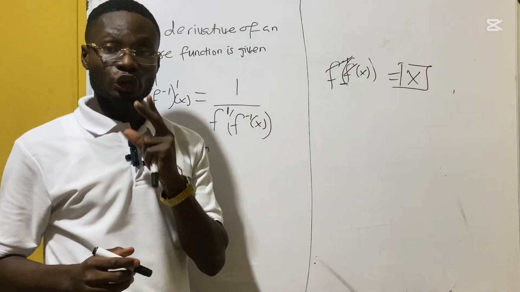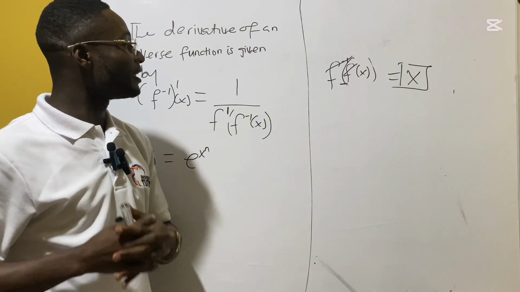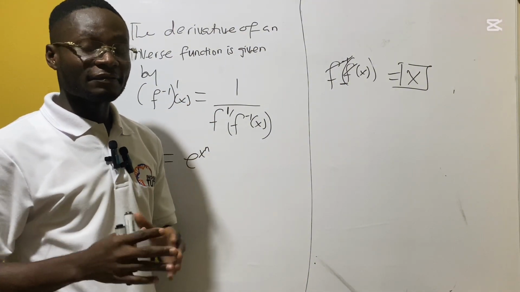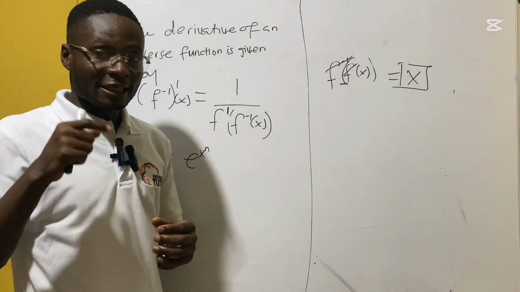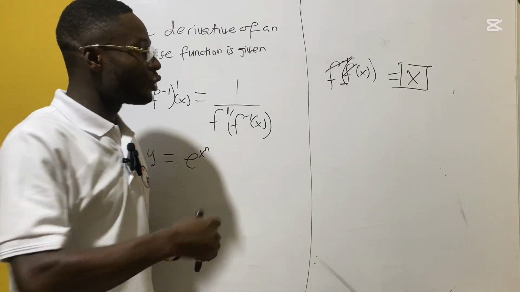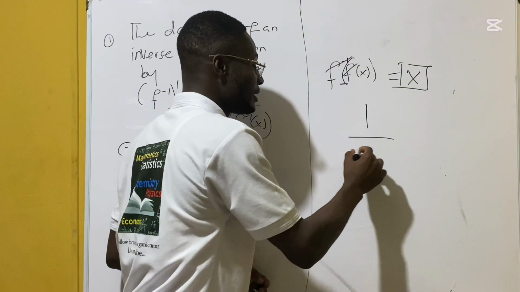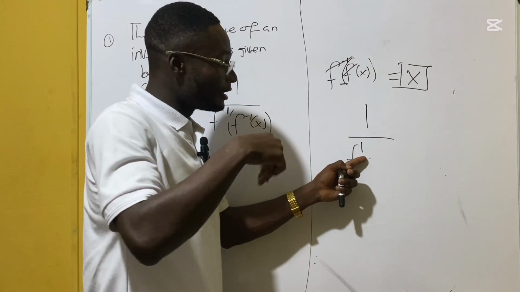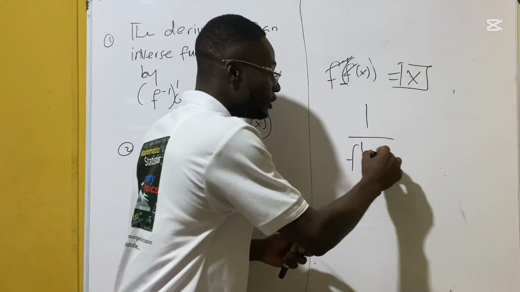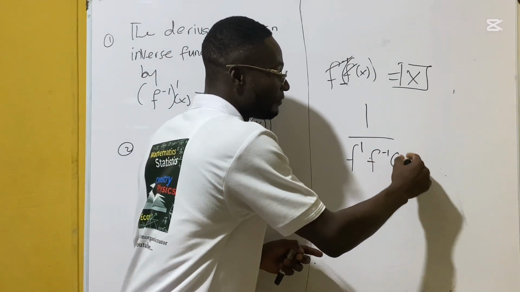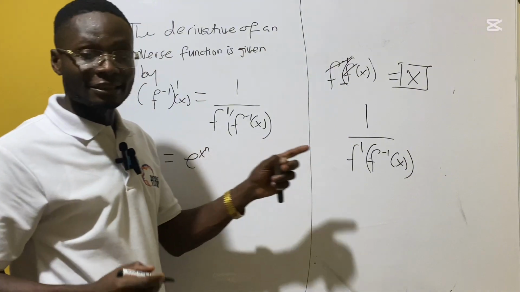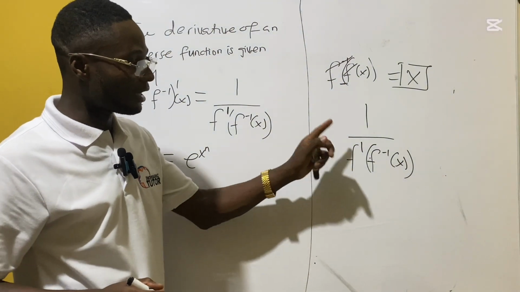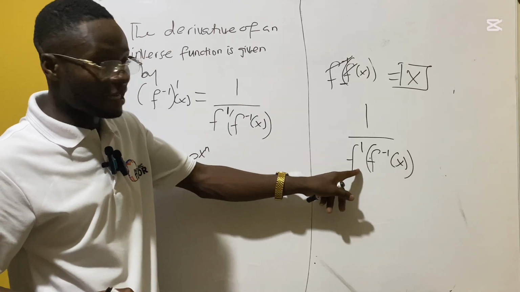So two, the derivative of an inverse function is given by 1 over the first derivative times the inverse of the function. So 1 over the first derivative, then inside the first derivative, you see the inverse of the function. That is the derivative of an inverse function.